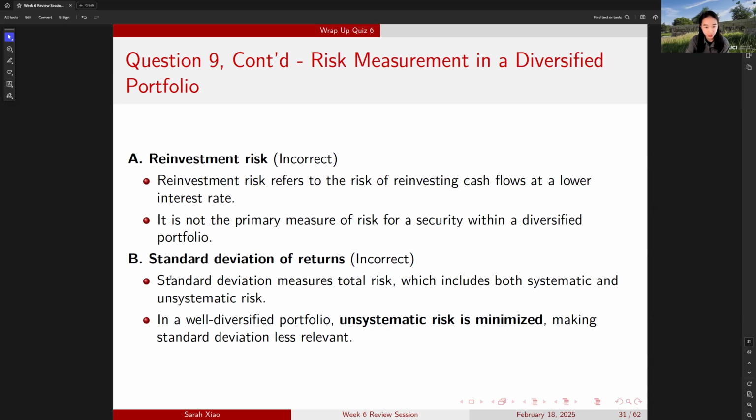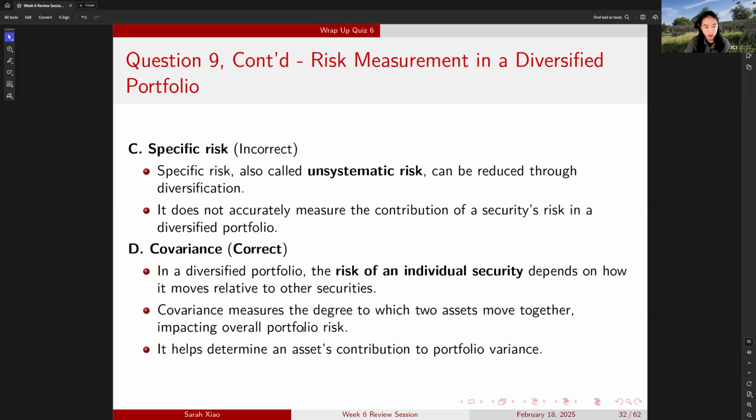Also, it is not standard deviation of returns, because it measures the total risk, which includes both systematic and unsystematic risk. We know that in a well-diversified portfolio, unsystematic risk is minimized, so the standard deviation here is irrelevant. Also, the specific risk, also called the unsystematic risk, can be reduced through diversification. So it does not accurately measure the contribution of a security's risk in a diversified portfolio.